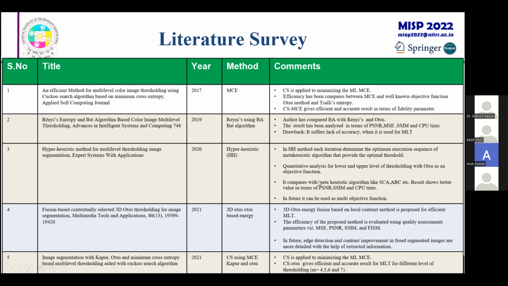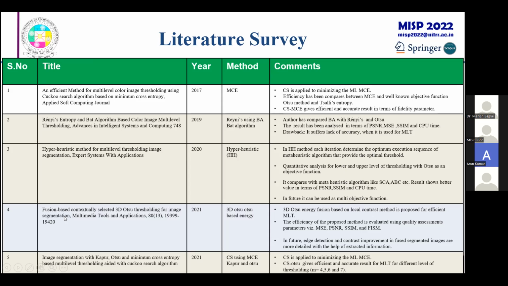In this paper, a single objective function, OTSU, has been used, and they try to find out the lower and upper level of thresholding, and the result has been compared in terms of PSNR, SSIM, and CPU time. In future, it can be used as a multi-objective function.